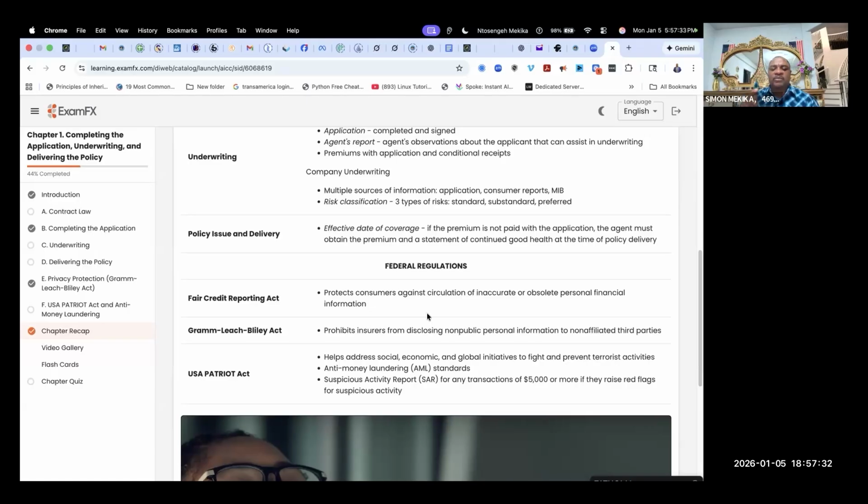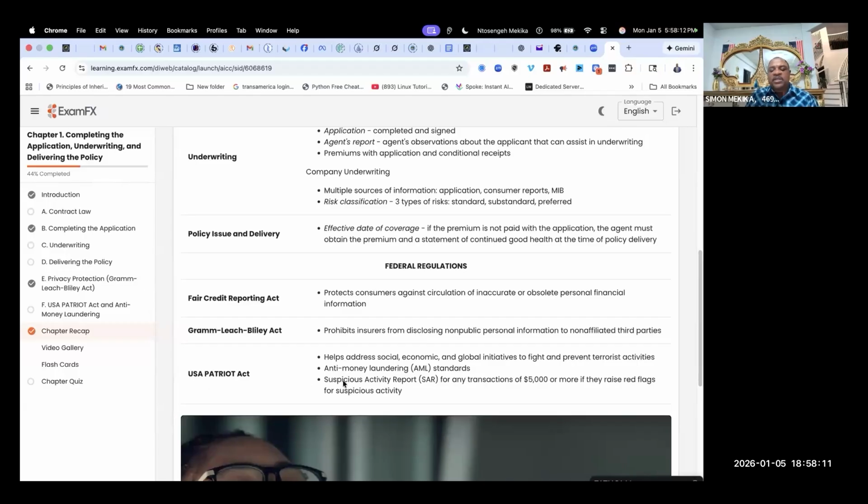So the Gramm-Leach-Bliley Act, oh man, I hate these laws. It prohibits insurers from disclosing non-public personal information to non-affiliates or third parties. Just like you hear it, they don't have to disclose your information to anybody else, because if they do, under this act, they will be held accountable for that. It's an act that was entered into in order to protect you, the consumer, so that insurance companies don't sell your information to third parties. Just understand it like that.